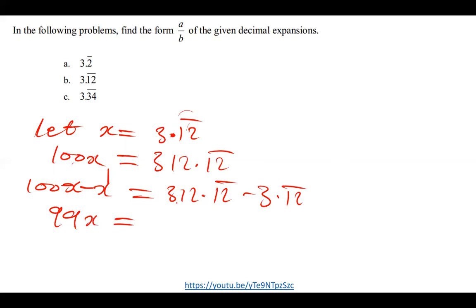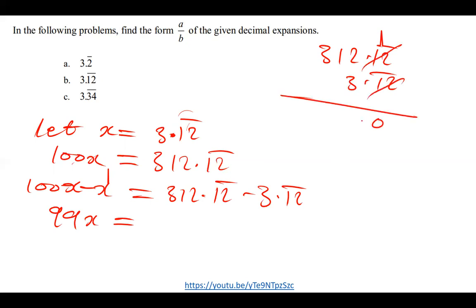Then on the other side, let me write it here. We have 312.12 repeating minus 3.12 repeating. If you do the subtraction, this minus that, you get a 0 there. Then 2 minus 3, we borrow a 1 from this one, so 12 minus 3, the answer is 9. Then 0 minus 0 is 0. 3 minus 0 is 3. So the answer is 309.